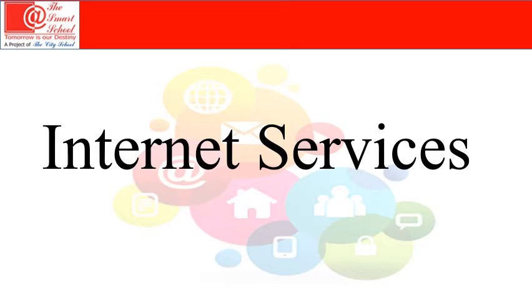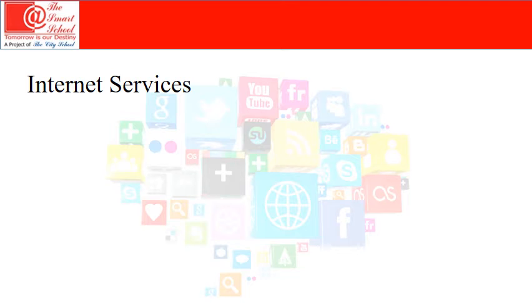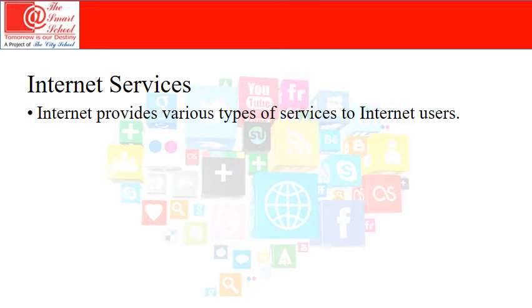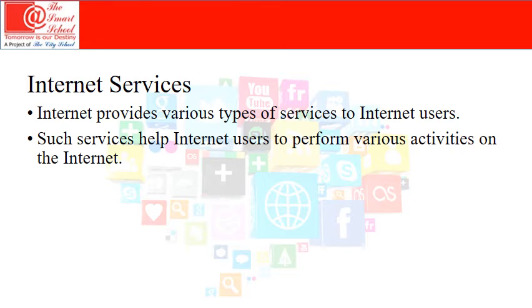Students, you must also have been using internet services for various purposes, such as purchasing products from shops online, downloading different software, videos, and music, etc. Let's discuss them one by one. Students, the services we obtain from the internet are called internet services. The internet provides various types of services to internet users. Such services help internet users to perform various activities on the internet.